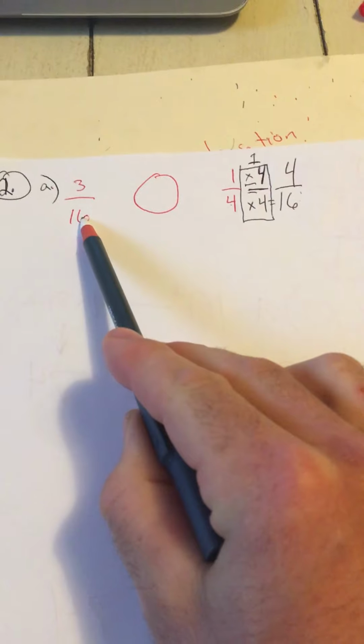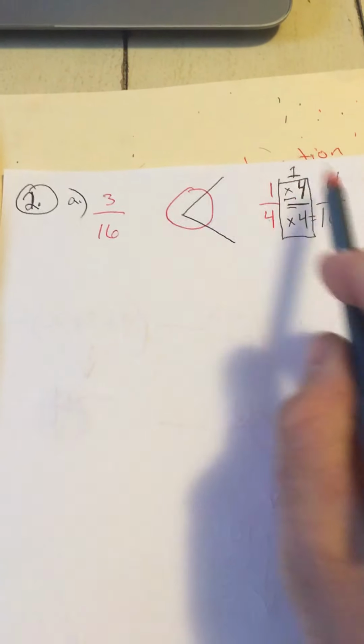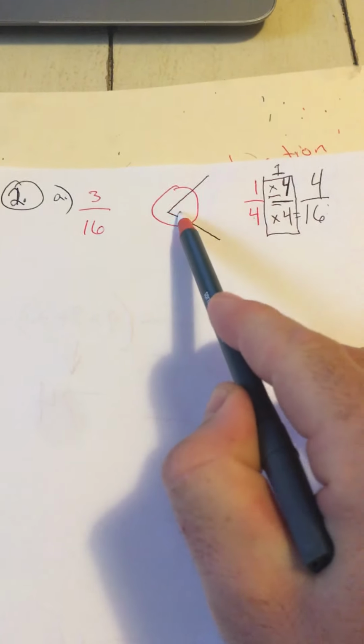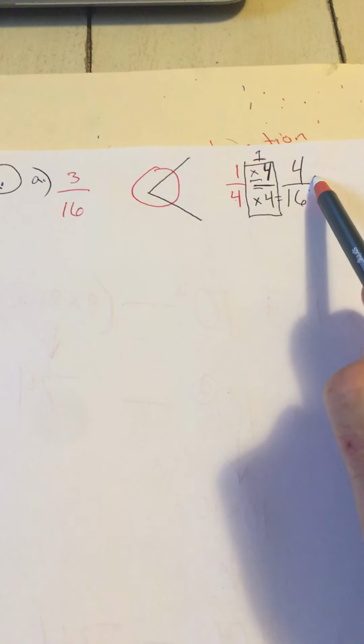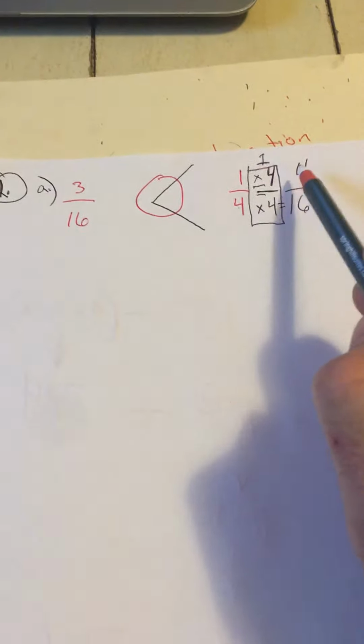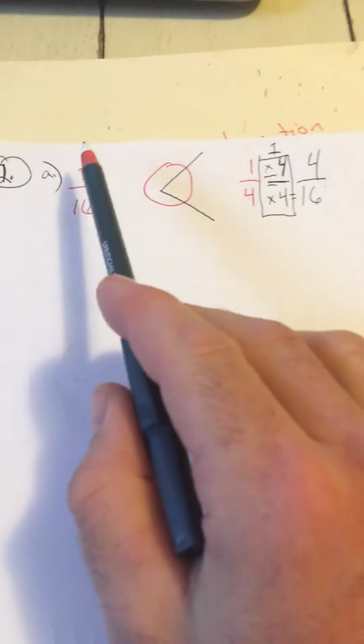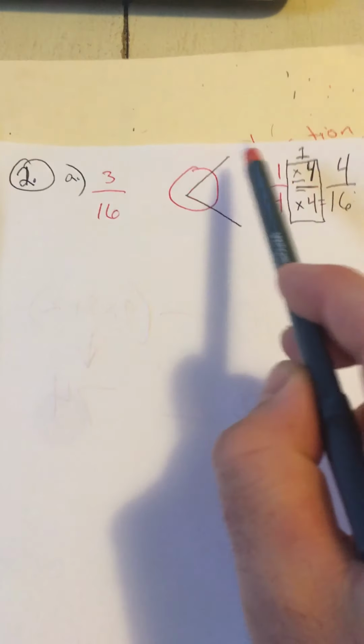If you had 3 out of 16 total pieces in the whole, or if you had 4 out of 16 total pieces in the whole, 4 of those same size pieces is more. So 3/16 is less than 4/16 because 16ths and 16ths means they're the same size. You have 3 pieces or you have 4 pieces of the same size, 4 of them is going to be more. Okay? Another way you could have done this is made the numerators the same.